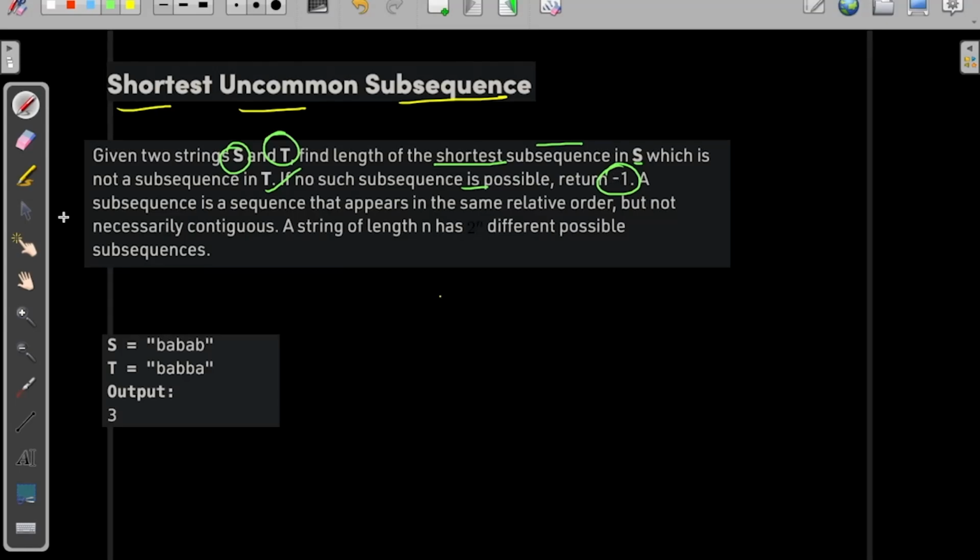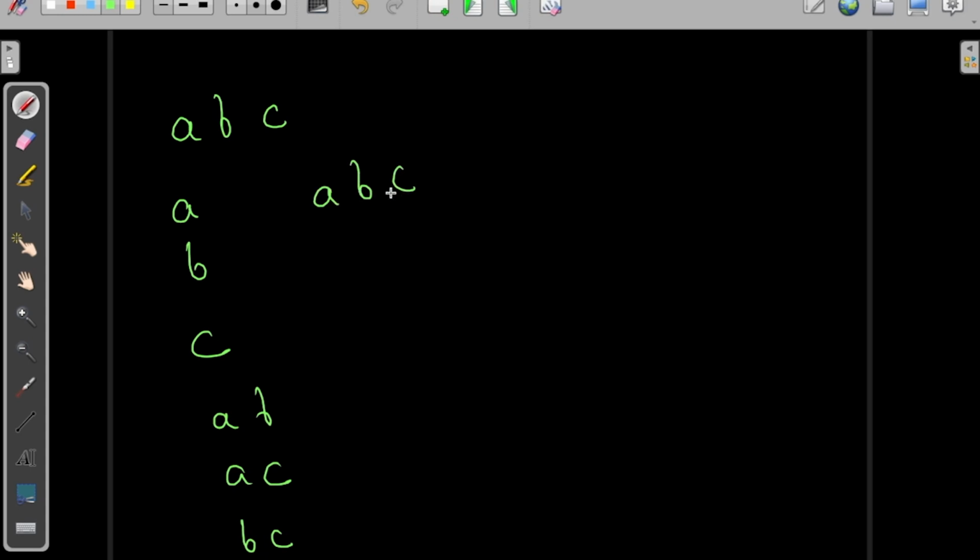Okay, and then the same definition of subsequence is given, and a string of length n has 2^n different possible subsequences. What do we mean by this? So let us understand this. Suppose we have a, b, c, then the subsequence can be a or b or c, if we take a, b, or we take a, c, and then if we take b, c.